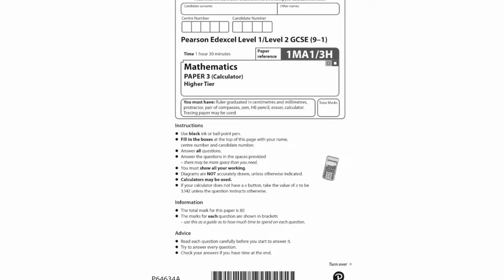Today we're going to be going through the November 2021. Let me just write that down quick. For some reason I don't write it on all of the papers. November 2021, you can see paper 3. Obviously higher tier Edexcel paper.